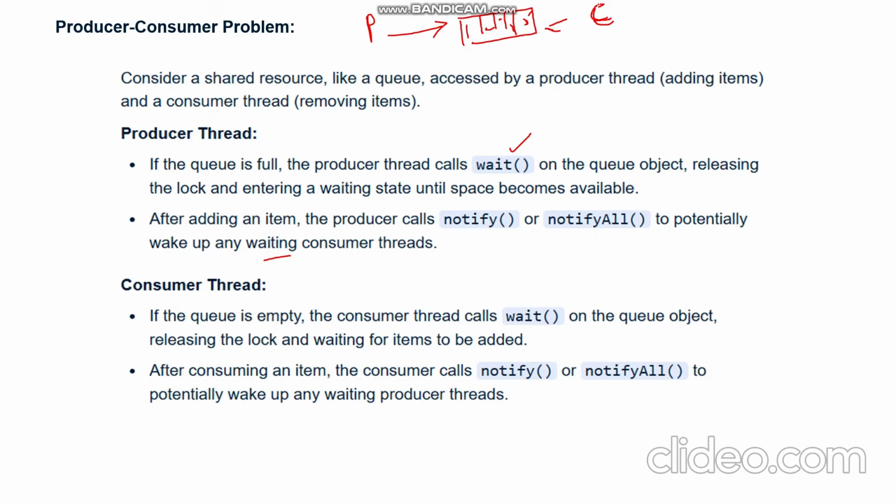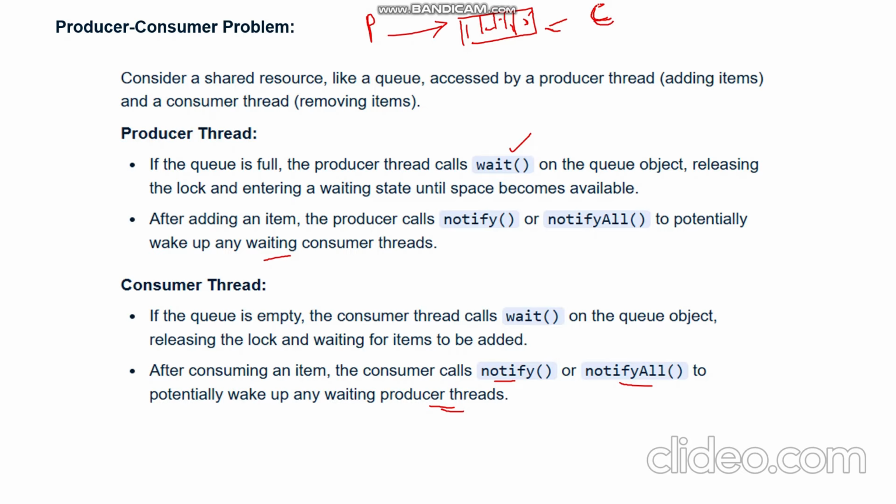After consuming an item, the consumer calls notify or notifyAll to potentially wake up any waiting producer thread. The consumer thread will enter the waiting state here. Whenever the producer is adding the data, it sends the notify method or notifyAll method to invoke any waiting threads.